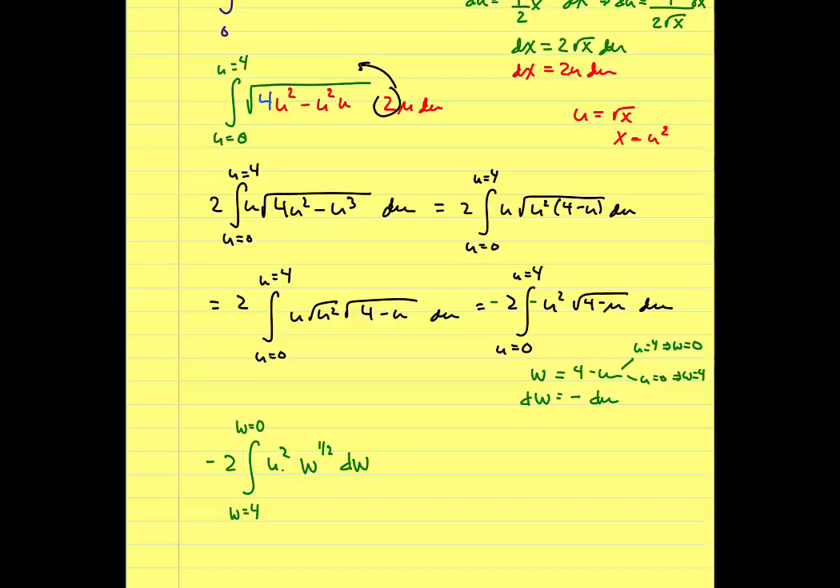So this looks pretty good except for this u squared. Now let's think about that u squared. w is equal to 4 minus u. So if we solve this for u, we get u equals 4 minus w. So I can make that substitution. w equals 4 to w equals 0. u squared is 4 minus w quantity squared times w to the 1/2 dw.